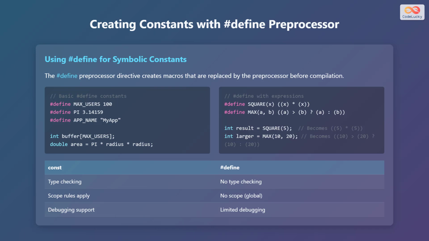We can also use #define with expressions to create more complex macros. For example, we can define a macro square(x) as x * x to calculate the square of a number. Similarly, we can define a macro max(a, b) as a > b ? a : b to find the maximum of two values. Now let us compare const and #define. Const involves type checking, while #define does not. Const follows scope rules, whereas #define has no scope and is global. Const provides better debugging support, while #define has limited debugging capabilities.